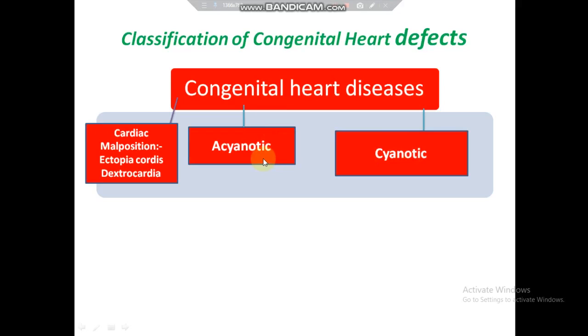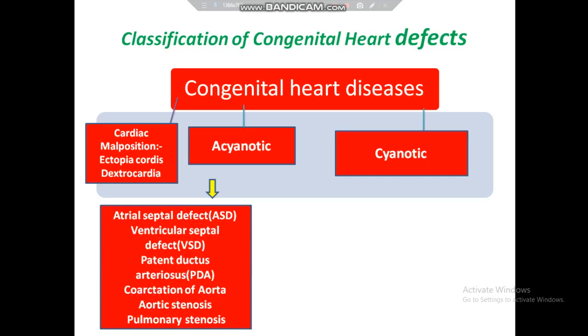Now, acyanotic cardiac diseases are of different types, like we have the atrial septal defects, or ventricular septal defects, or patent ductus arteriosus, or coarctation of the aorta, or aortic or pulmonary stenosis. In all these conditions, the blood flow is in the normal direction. There is no mixing of the blood, that is oxygenated and deoxygenated. So there is normal saturation of the oxygen.